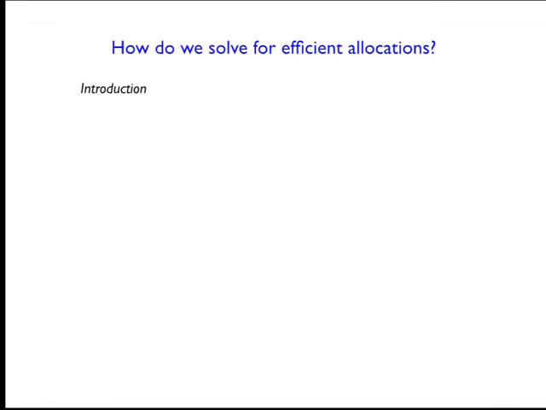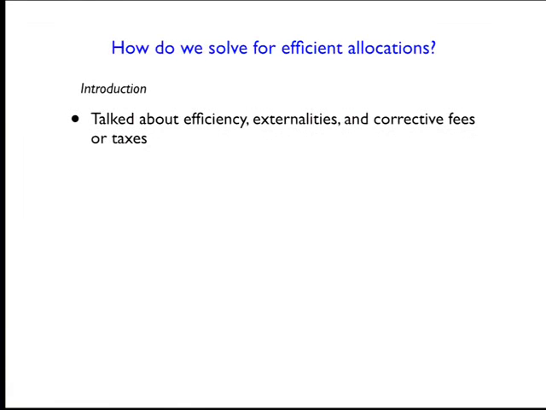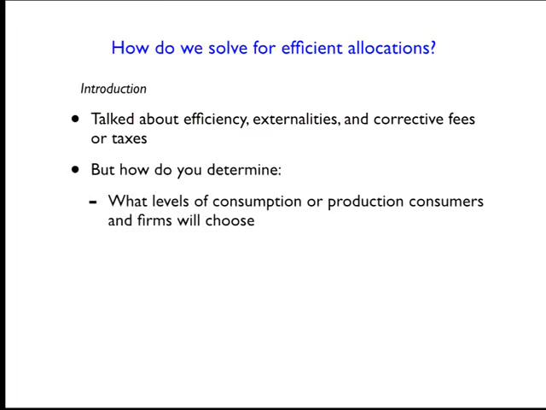Okay, so the first thing that we're going to talk about is how we actually solve for an efficient allocation. So we've talked about efficiency, we've talked about externalities, which are costs that aren't taken into account by either party in the transaction, and then we talked about having corrective fees or corrective taxes to try to internalize the externality. But this is all just theoretical. We're talking qualitatively about the steps that need to be taken in order to internalize the externality, but in general we haven't tried to put a specific number on exactly what the tax should be.